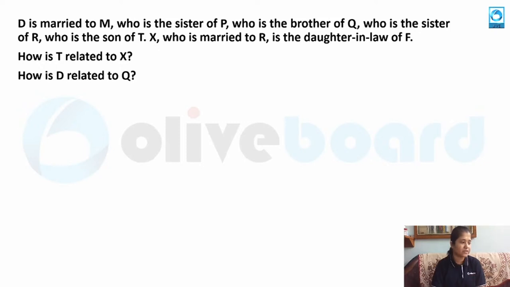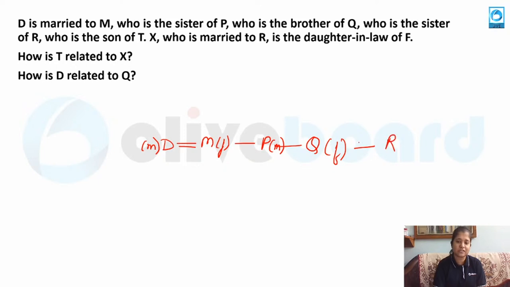Okay, so 90% of you have given the right answers for the first one. Let's see. D is married to M, who is the sister of P. So M is a female person, and D will be a male person. P is the brother of Q, so P is a male person. And Q, who is the sister of R, is a female person.